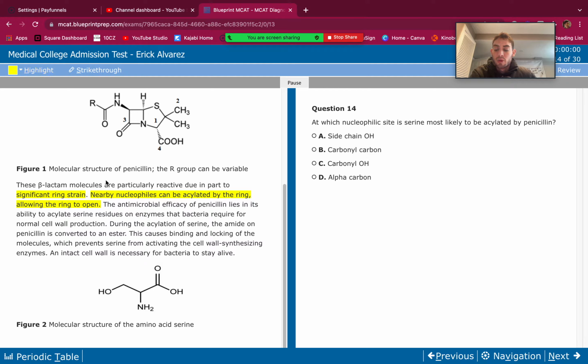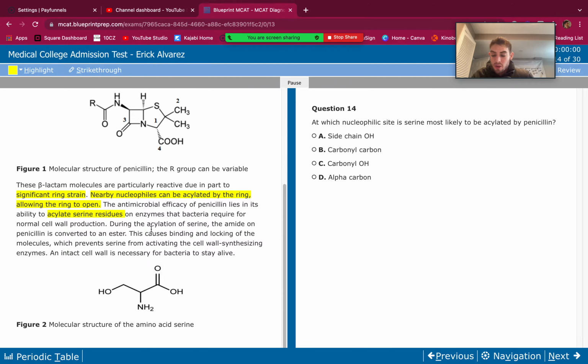Cool. Important stuff here, guys. They're giving you a reaction. The antimicrobial efficacy of penicillin lies in its ability to acetylate serine residues on enzymes that bacteria require for normal cell wall production. Acetylation, baby. We acetylate those serine residues. During the acetylation of serine, the amide on penicillin is converted to an ester. This causes binding and locking of the molecules.